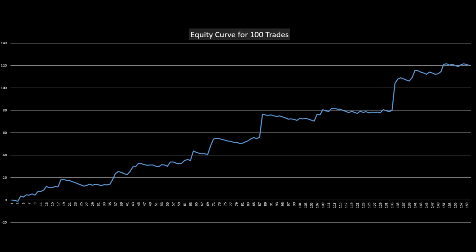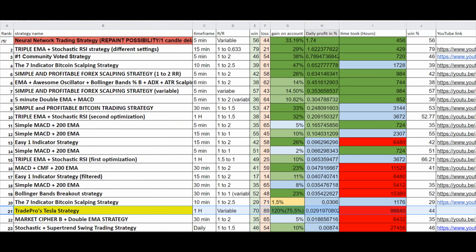Now let's see the strategy ranking sheet. Here you can see all the tested strategies ranked according to the daily profit in percentage. If we add today's strategy to this list, it will take the 21st place, and you might wonder, why is it placed so low in the ranking sheet? And that's because we consider the time taken to complete all the trades and the profit the strategy made during that period. The calculation is simple.